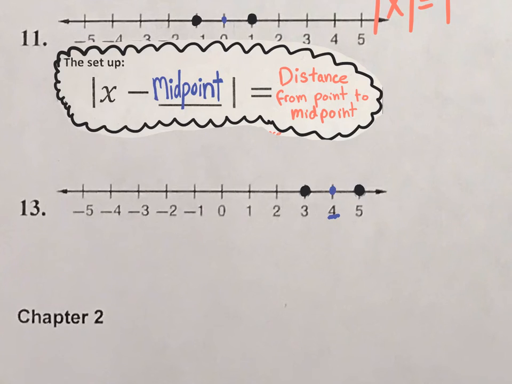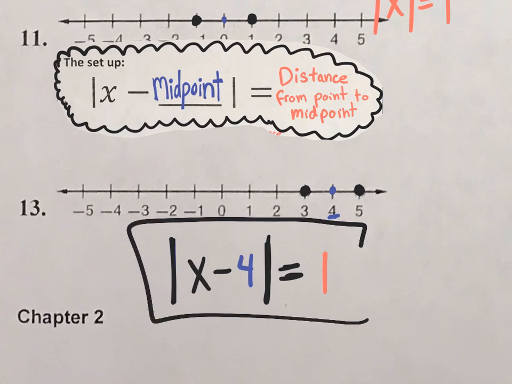Anyway, so let's set up our absolute value equation. The absolute value of x minus 4, close absolute value, equals the distance from a point to the midpoint, the distance from 3 to 4. What's the distance there? That's 1 unit. So that's a 1 out there. And ladies and gentlemen, we are done. That is your absolute value equation that will produce the answers 3 and 5.